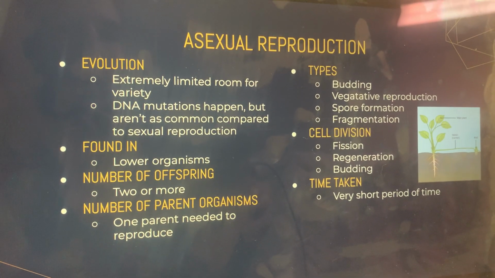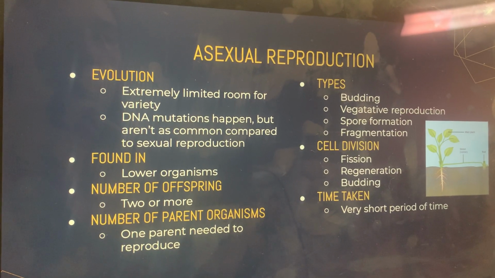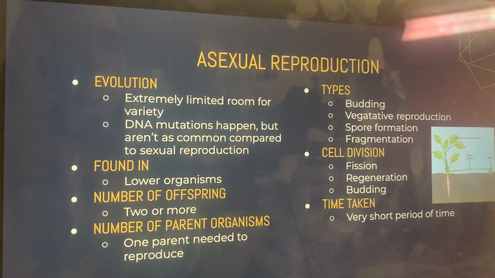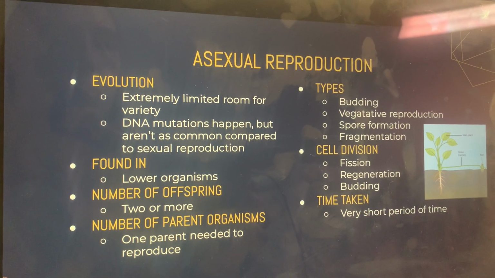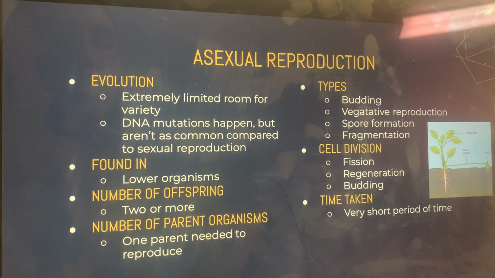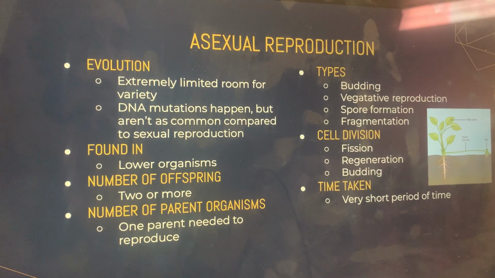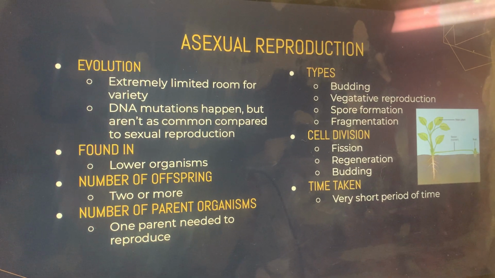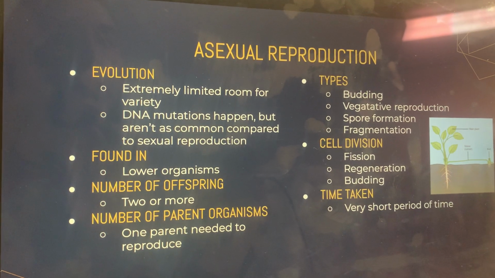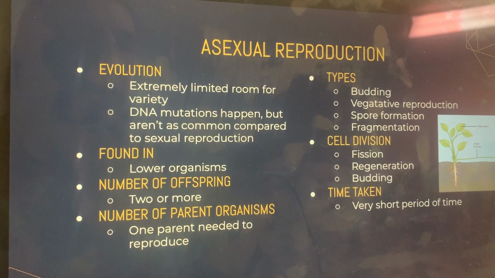Going deeper into asexual reproduction, starting off with evolution, there is extremely limited room for variety. DNA mutations happen but aren't as common compared to sexual reproduction. This can be found in lower organisms, and the number of offspring in asexual reproduction is 2 or more from the parent. And like I said before, it only requires one parent to reproduce. Some of the types, which I'll go deeper into later in the slideshow, are budding, vegetative reproduction, spore formation, and fragmentation. Some cell division examples are fission, regeneration, and budding.